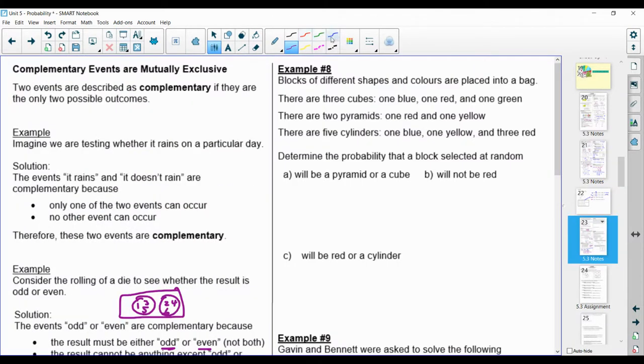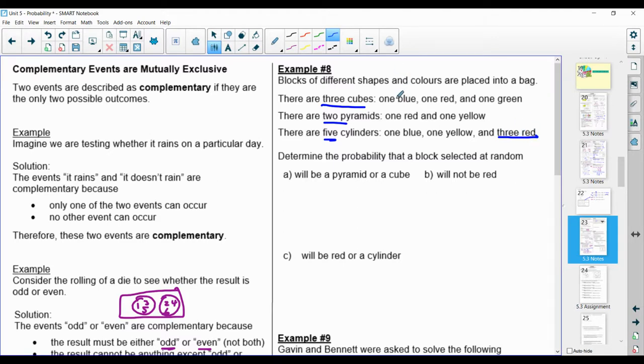All right, another example here. So it says blocks of different shapes and colors are placed into a bag. There are 3 cubes, 1 blue, 1 red, and 1 green. There are 2 pyramids, 1 red and 1 yellow. And there are 5 cylinders, 1 blue, 1 yellow, 3 red. Now, this is sometimes almost like a trick question. Everything in here is talking about 1, 1, 1, 1, 1, and then all of a sudden they throw in a 3 at the end. So it's important when you're totaling these up that you don't miss that 3.